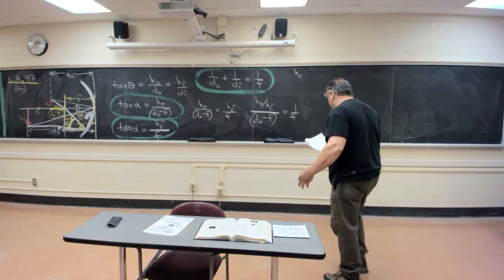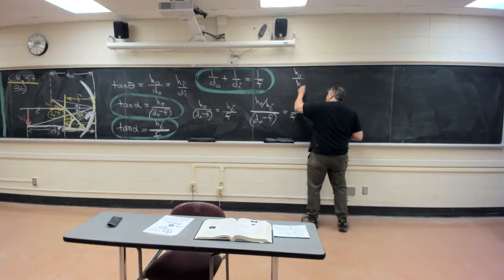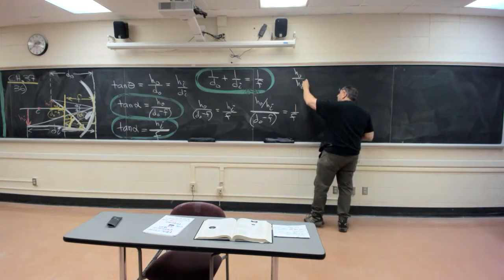So what we got here is HO, object height, divided by image height. Object height divided by image height is proportional to this.